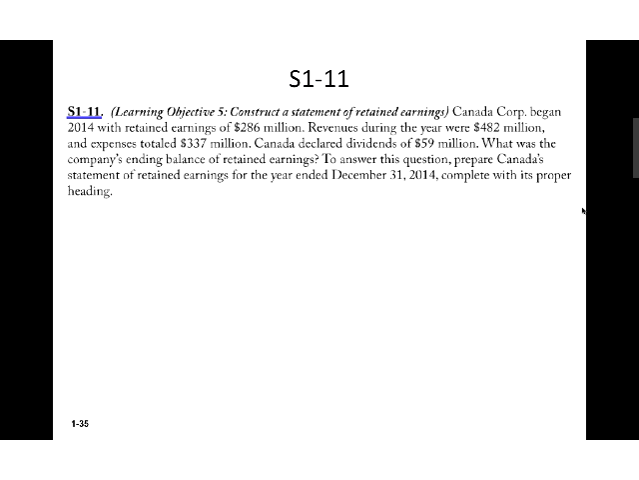Okay, so we're going to do a statement of retained earnings now, and you'll see that format that we had on there. So we have short exercise 1-11. Canada Corp began 2004 with retained earnings of $286. So that's their beginning retained earnings. It's also their ending retained earnings for last year. Revenues during the year were $482 million. Expenses totaled $337 million, and they declared dividends of $59 million.